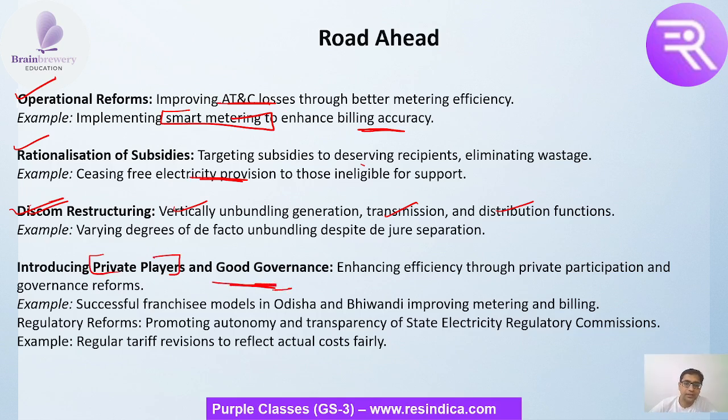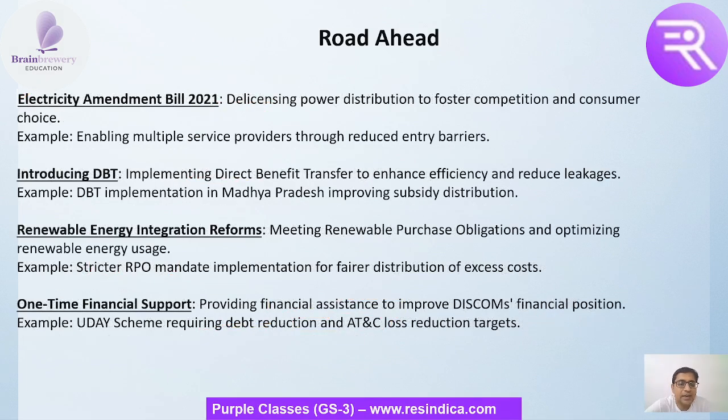We know that in Odisha, in Bhiwandi, there is improved metering and billing. Then autonomy and transparency has to be there through the regulatory commission, and regular tariff revision keeps on happening based on a smart method and smart procedure, okay, which actually tells the cost of that production, okay? Then the Electricity Amendment Bill has to come, okay?